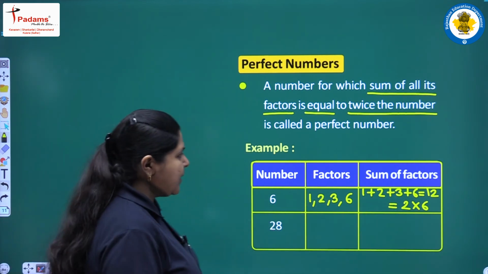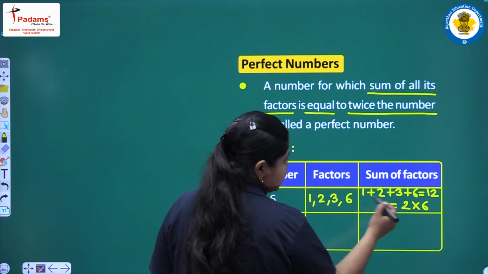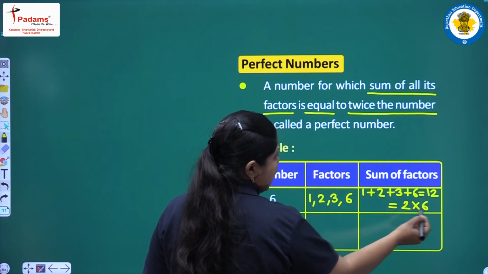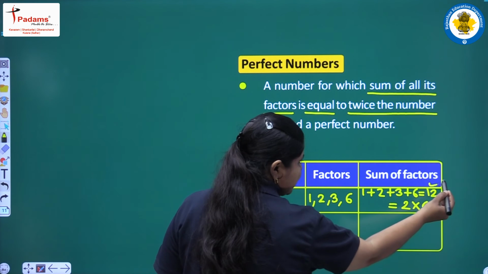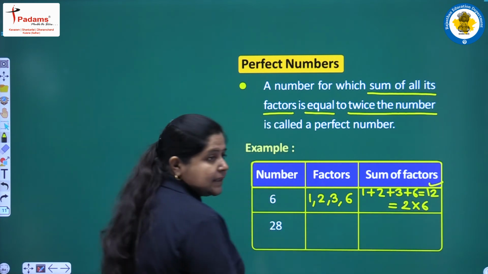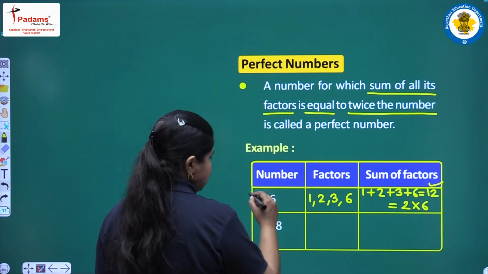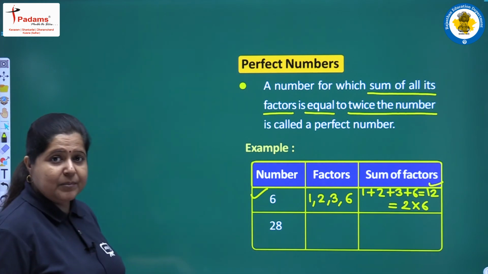So such a number in which the sum of its factors you can see is twice the number. This sum 12 is 2 times the number 6. So such a number is called a perfect number.